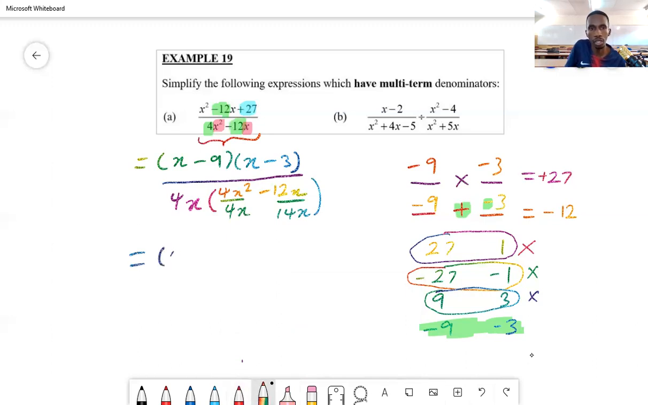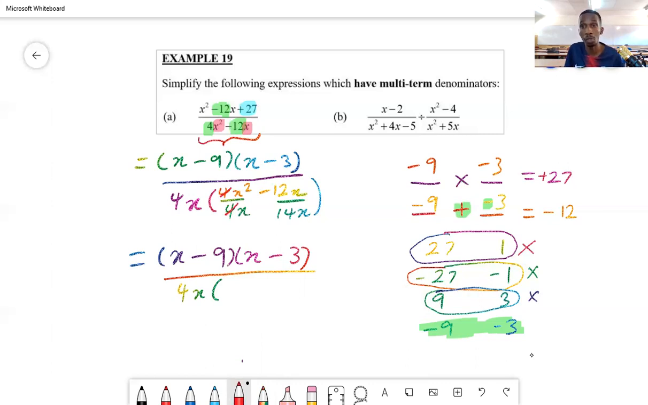Let's rewrite our question. x minus 9, x minus 3 at the top. Nothing changes because we have already factorized. Then we'll have 4x, right? Then the 4's inside of the brackets will cancel because they are similar. x squared divided by x, we apply exponential laws. When we divide variables that are the same, x and x, we subtract the exponents. So it's the same as having x to the power of 2 minus 1, which gives us x to the power of 1. But we can simply write it as x.